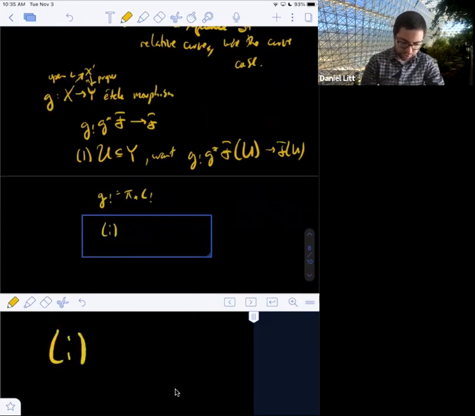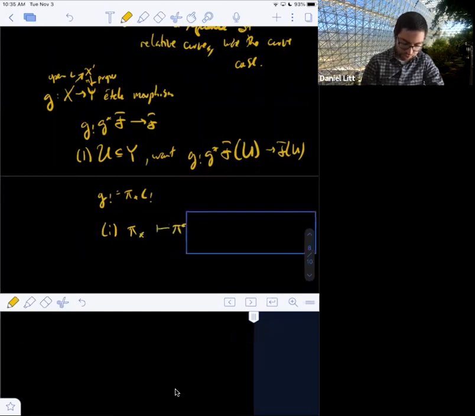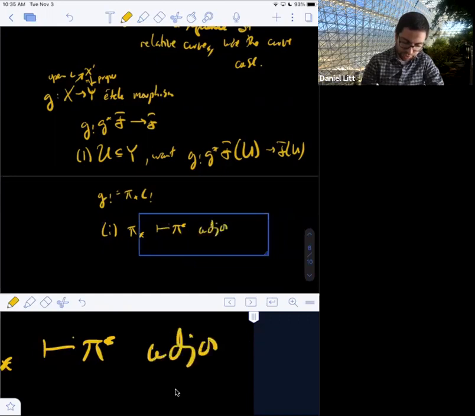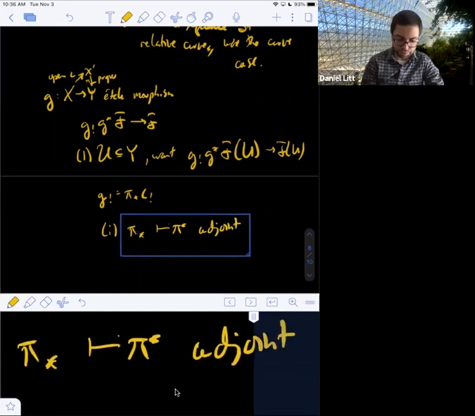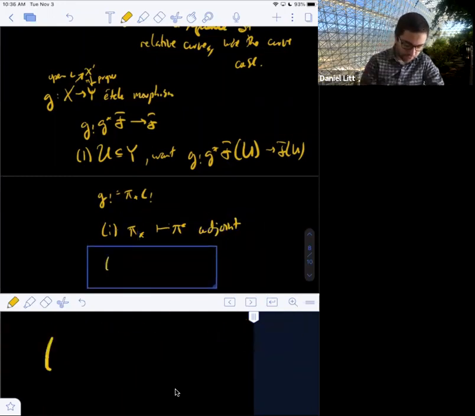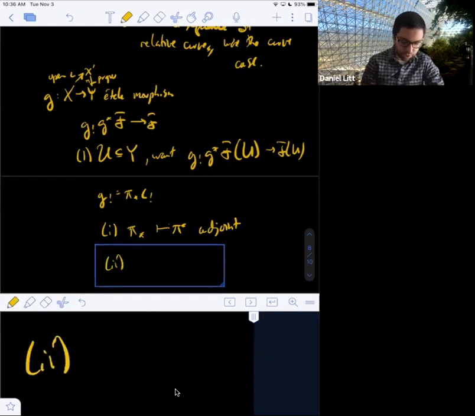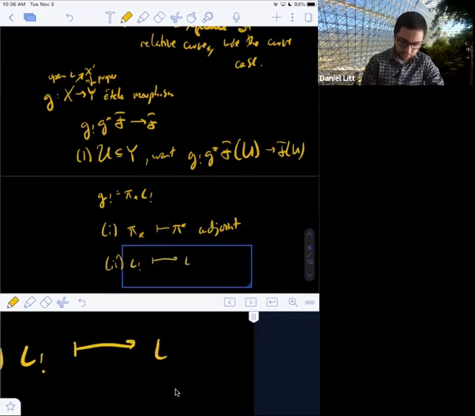So one is, sorry, I should have thought this through first. It's enough to show in fact that pi lower star and pi upper star are adjoint in this case. So this is sort of the reverse of the usual adjunction, right? One has to check this in the proper case, and then two, we need that iota lower shriek is adjoint to iota upper star.